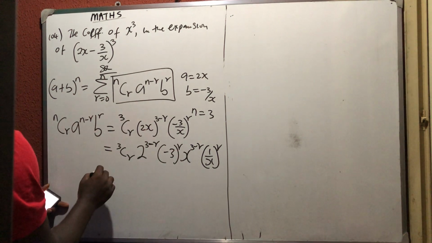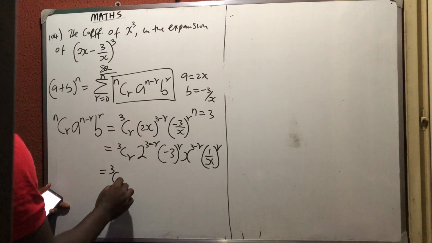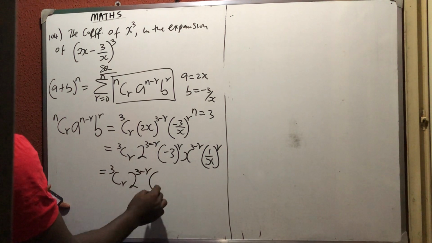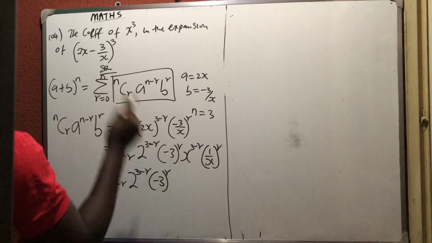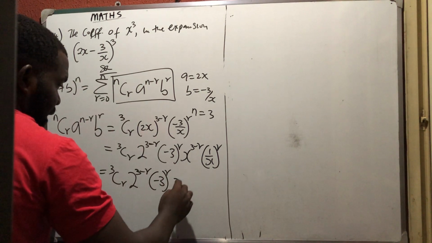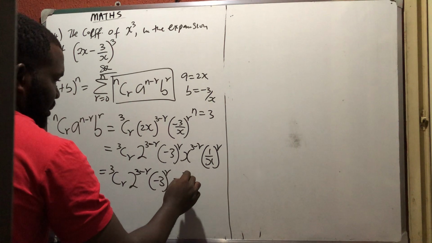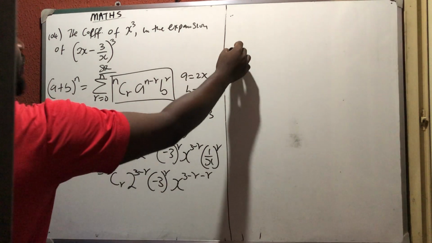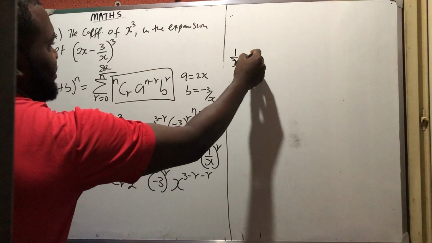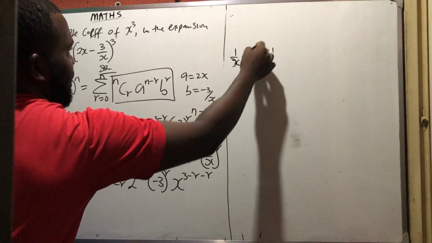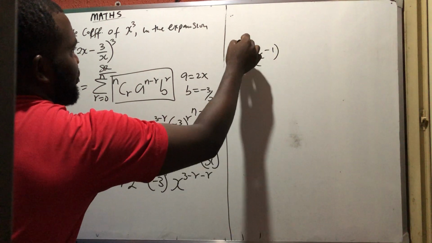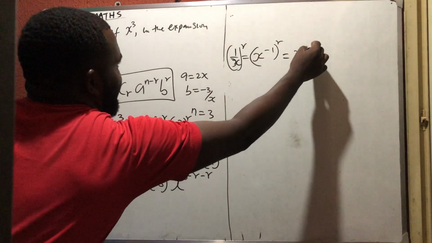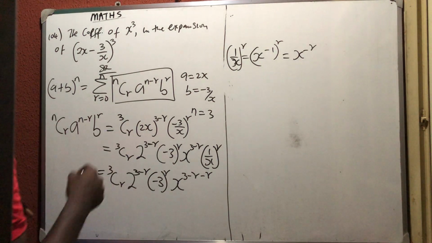So I'm having 3 combination r, 2 raised to power 3 minus r, then minus 3 raised to power r. Then I'm having x raised to power 3 minus r minus r, because 1 over x is the same thing as saying x raised to power minus 1. So if you put that r that is there, it will now be x raised to power minus r. So according to indices, I'm going to have this.